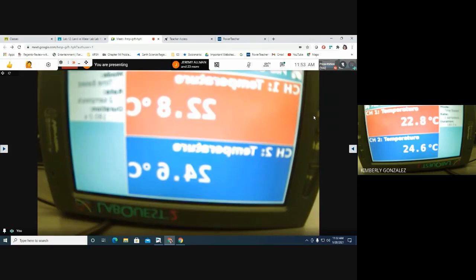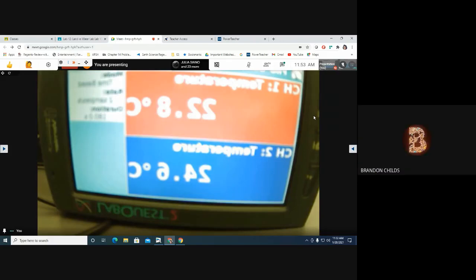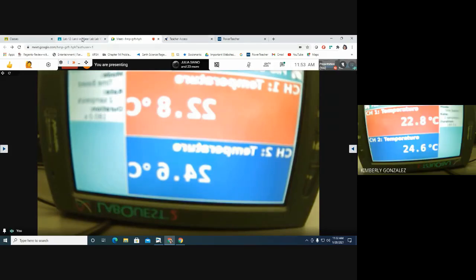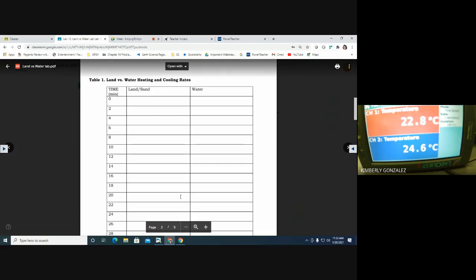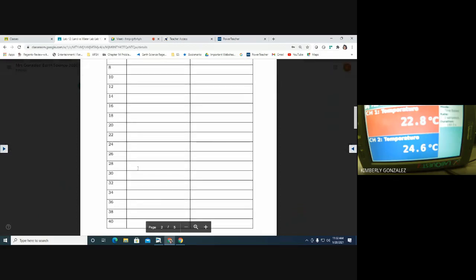Okay, is everybody done at this point? Yeah. Okay. So let's look at the lab itself. All right, so we did all of this. You should see a change. I know the cool down wasn't as much as we wanted it to be, but you can still see that it did cool down a lot faster. If we left this for an hour or so, you would see it cool down much faster than the water did, okay?